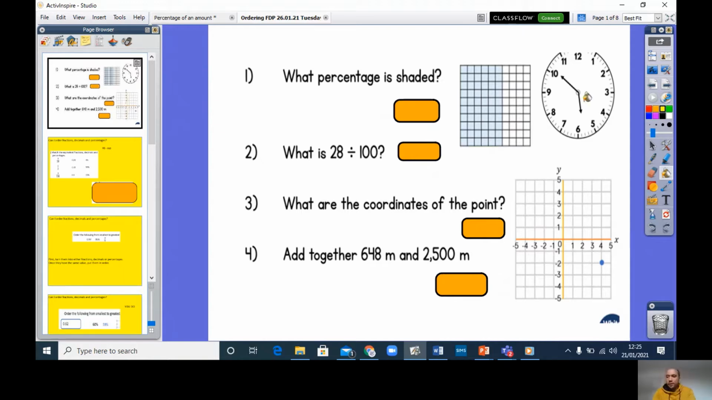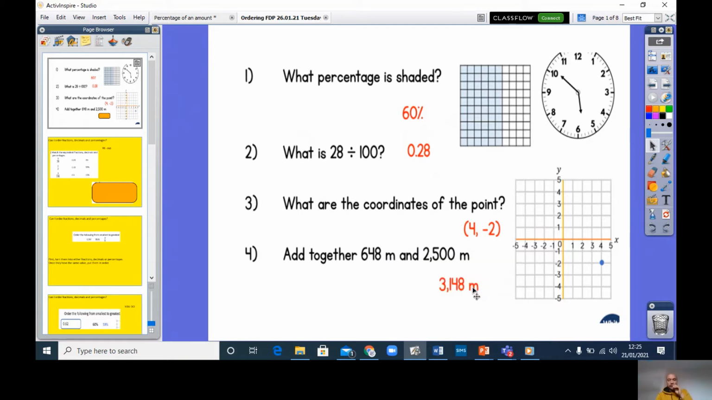Okay, brilliant. So I'm going to reveal the answers now. We can see on our 100 square here, I believe there are 60 shaded, so that'd be 60%. 28 divided by 100. Remember, when we're dividing by 100, we move 2 spaces to the right. Our number is getting 100 times smaller, so it should be 0.28. What are the coordinates of the point here? We go along the corridor, so we've got 4, and then downstairs, which would be 4 and -2. And then add together 648 and 2,500, giving us our answer of 3,148.